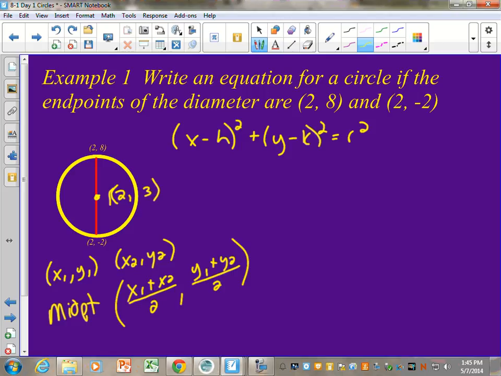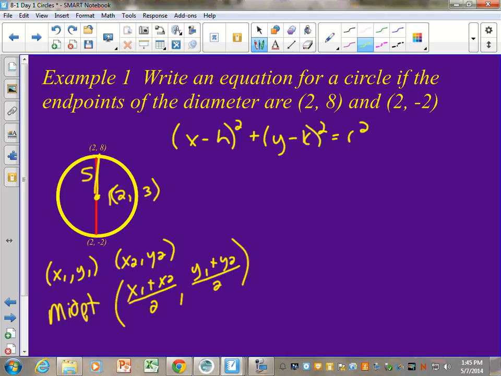What else do I need? I need the radius. And again, I picked an easy one here because this is a vertical line, which means if I wanted to find the distance here, could I just say, how far is it from 8 to 3? Which would be 5. You agree with me on that? Or I could say, how far is it from 8 to negative 2? That would be 10, and half of 10 is 5. That would be a radius of 5.